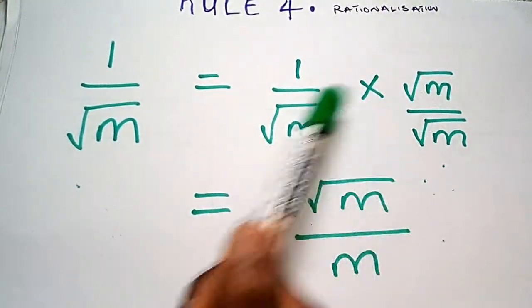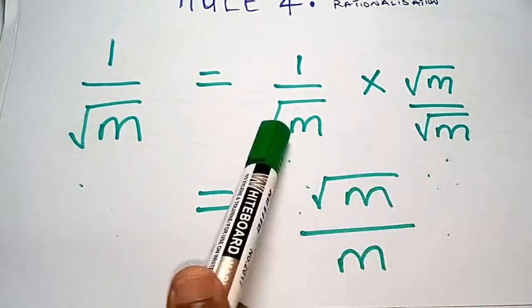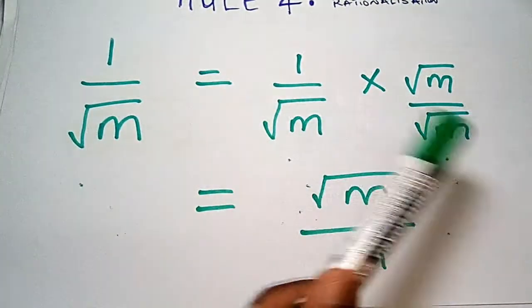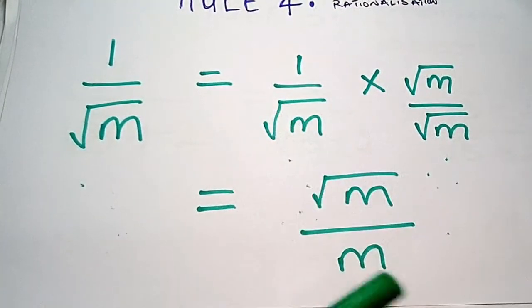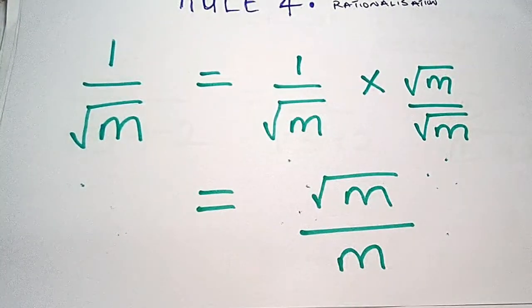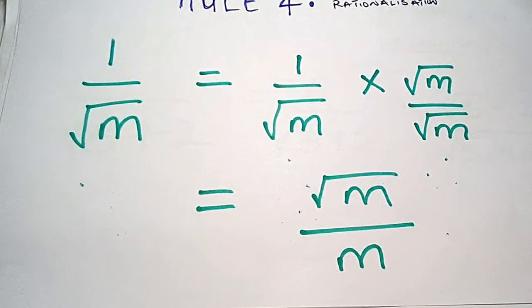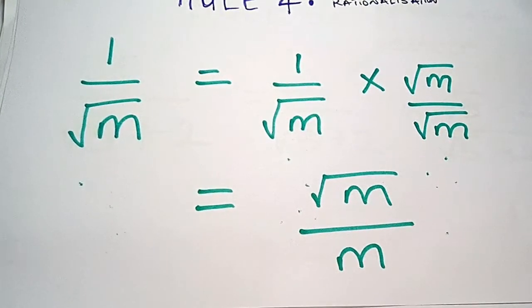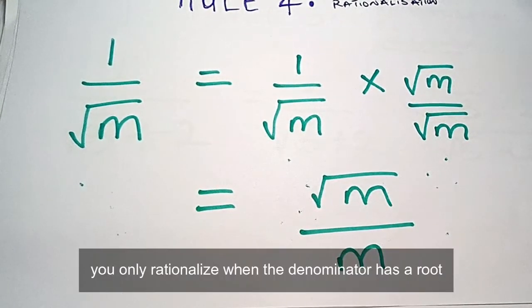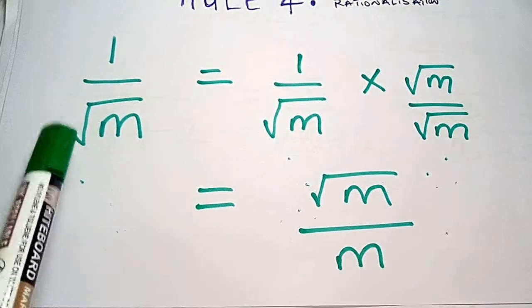So when you do that, you get root m, and you know when we said two similar roots multiply, we just get the natural number, which is m, or we just get the entity inside the roots there. So that is how to rationalize. You multiply the top and the bottom by the denominator. You only rationalize when the denominator has a root.